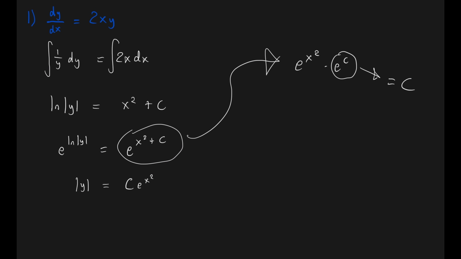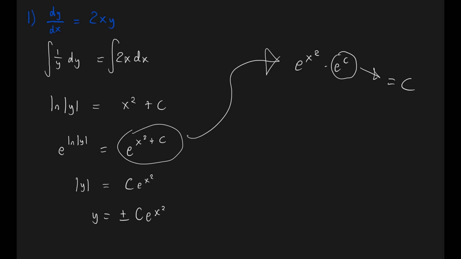Now, we know that the absolute value of y just means that y is equal to plus or minus whatever it's equal to. Because since it's absolute value, we don't know if it's positive or negative. So we can rewrite this as y is equal to plus or minus c e to the x squared.